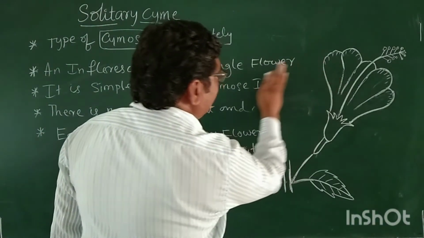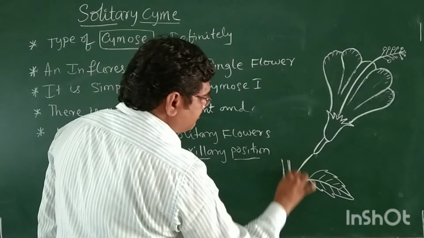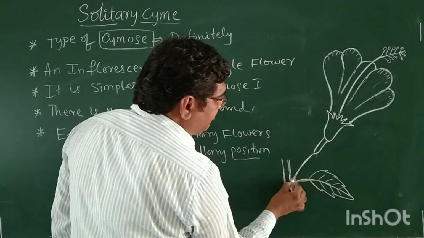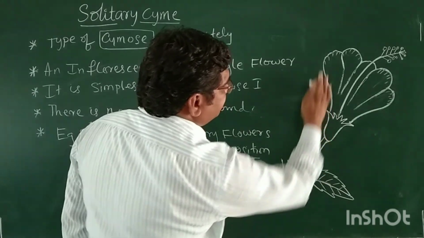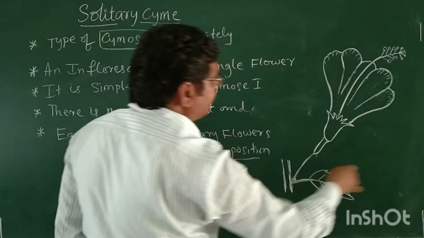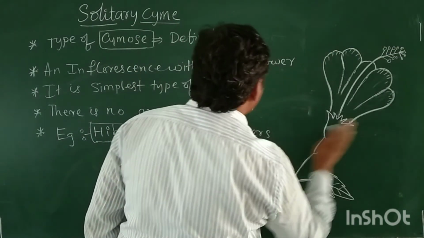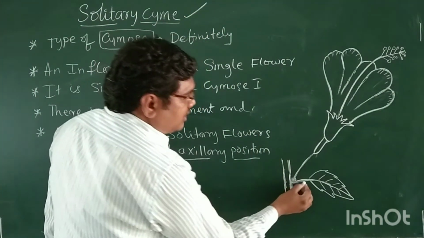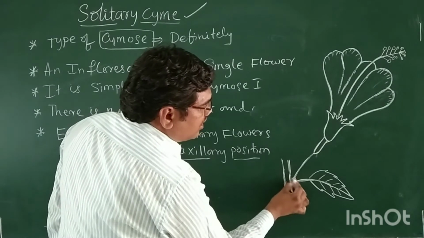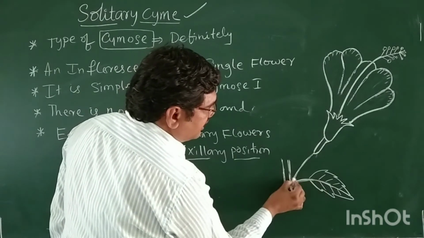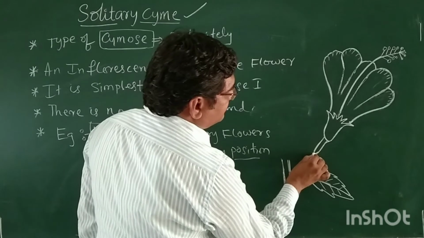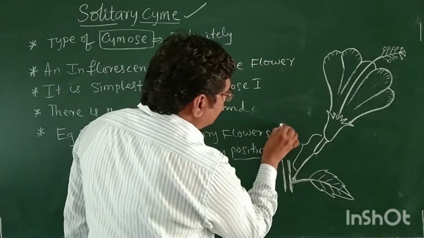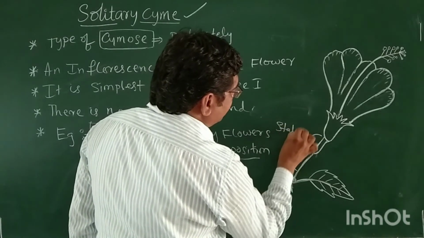So, this is the stem and this is the leaf. At the axil of the leaf one flower is formed. This is the entire one flower. This single-flower inflorescence is called solitary cyme. So, at the axil of the leaf one flower is originated. Okay? So, this structure is called the stalk of the flower.